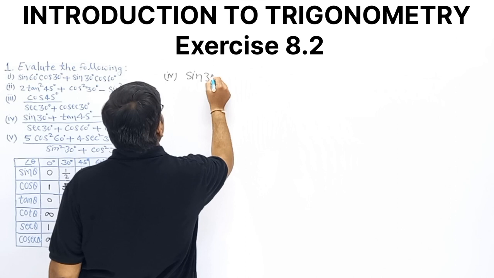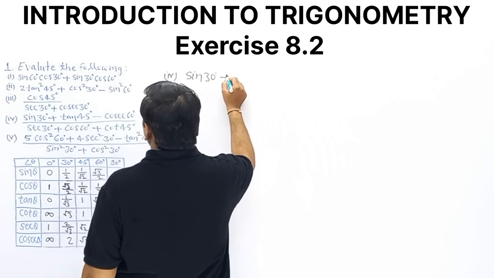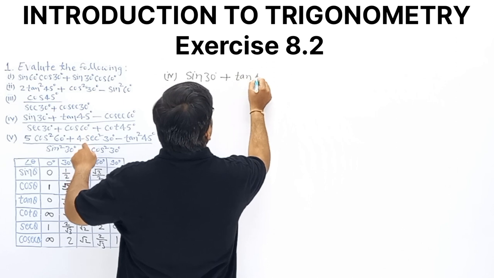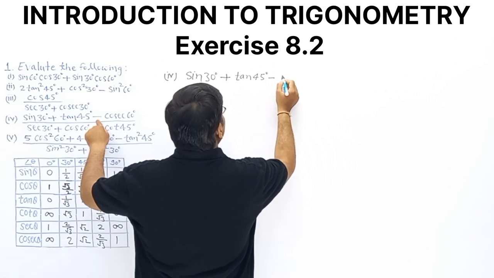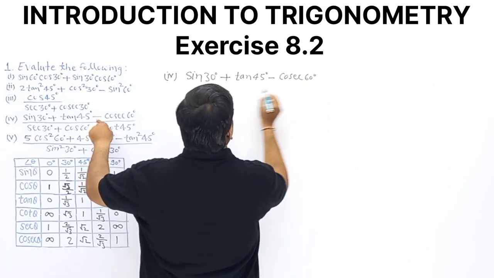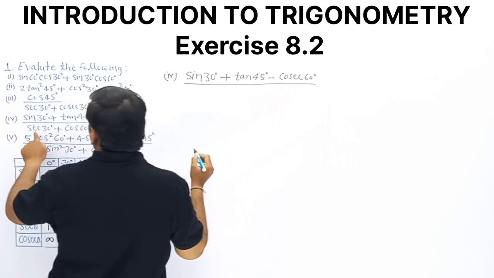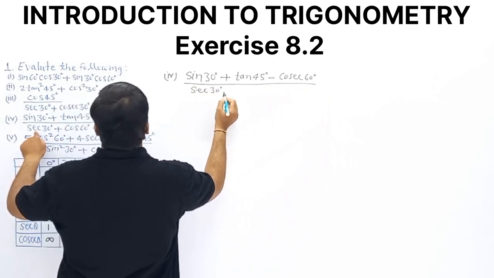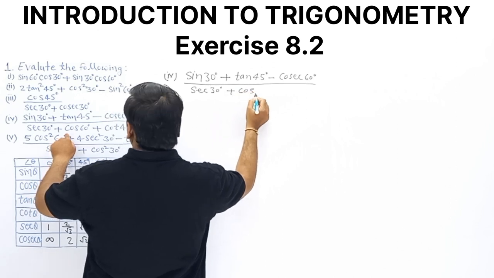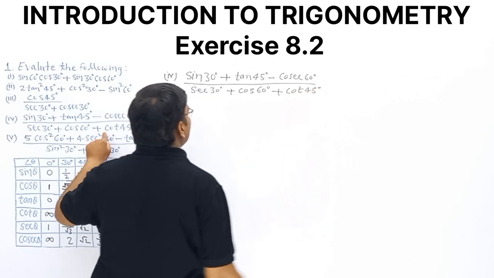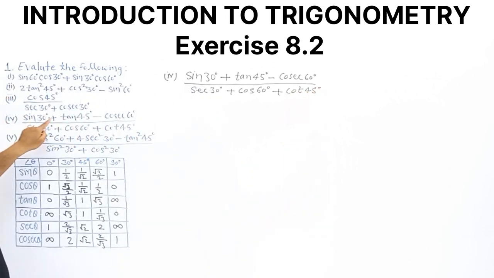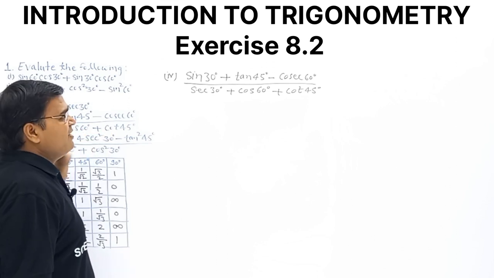Sine 30 degree plus tangent 45 degree minus cosec 60 degree, divided by sec 30 degree plus cos 60 degree plus cot 45 degree. Observe carefully: sine 30 degree plus tangent 45 degree minus cosec 60 degree divided by sec 30 degree plus cos 60 degree plus cot 45 degree.